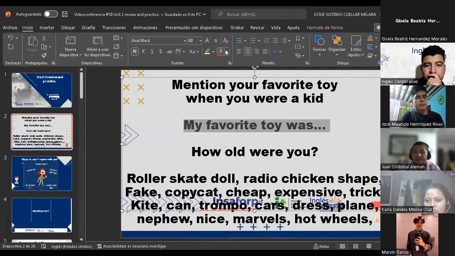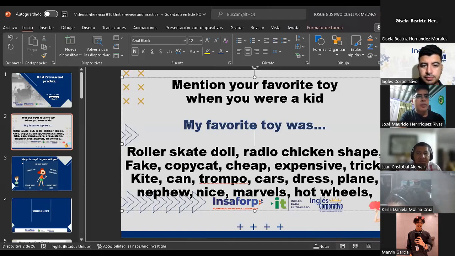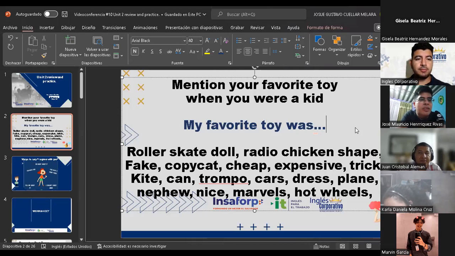Let's start with José Mauricio. Okay. No, just my favorite toy was. My favorite toy was. A car? A remote car? Toy is juguete. No, sorry. Yes. A car. Fast cars, okay, thank you.